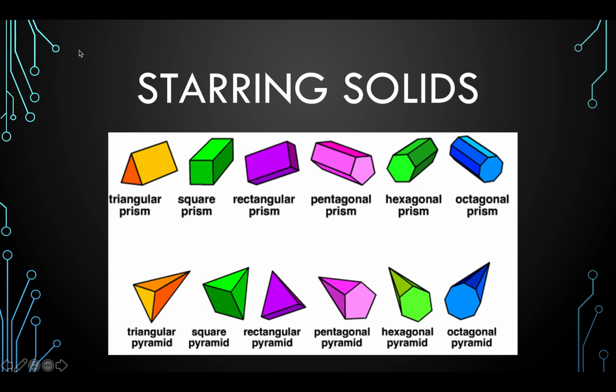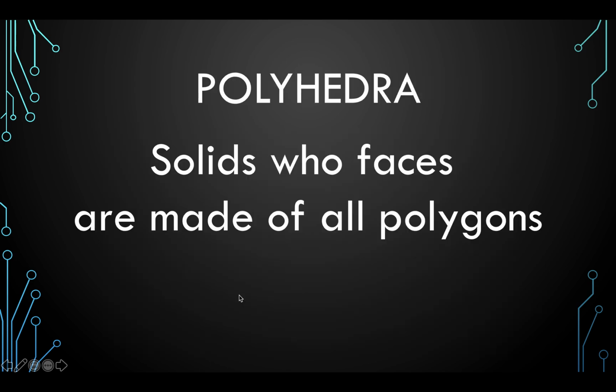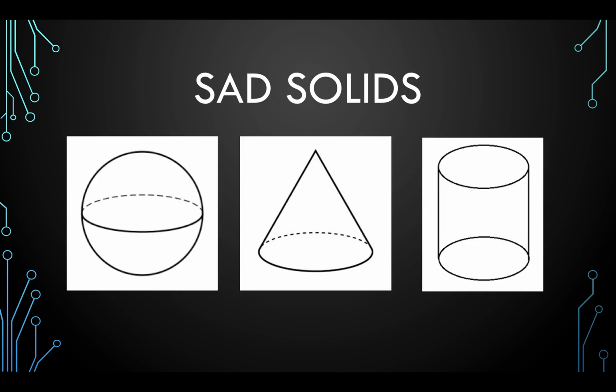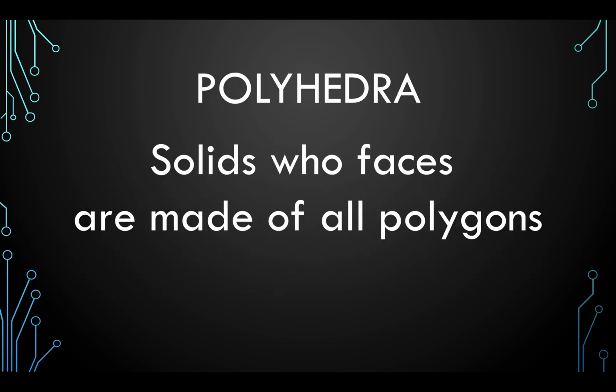All right, these are the solids that we're going to talk about today. The top, these are all prisms. Prisms are here, and these are all pyramids. If you want to sound really fancy, you can say polyhedra. Polyhedra are just solids whose faces are made up of polygons.